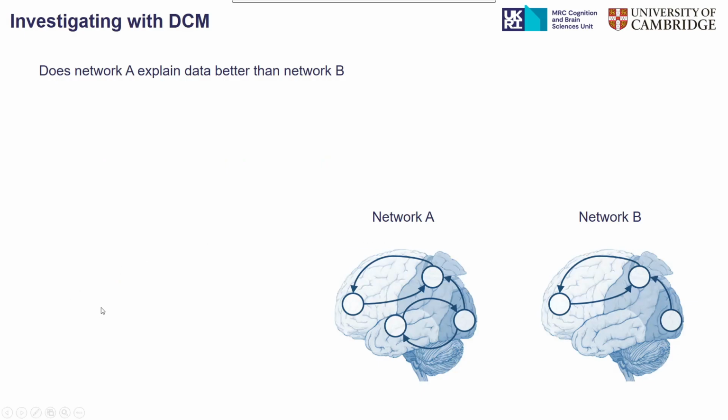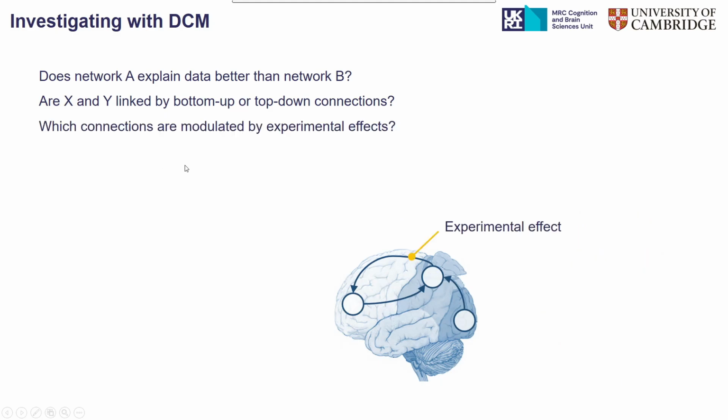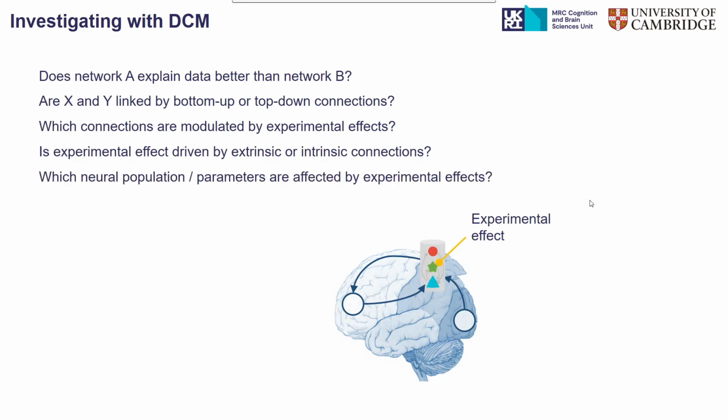Now, the kind of questions we can ask with DCM involve, let's say we have two candidate generative networks, one with 4 nodes and one with 3 nodes. We can ask whether network A explains the data better than network B. We can also look at whether a certain kind of connection is needed or not. So here X and Y are connected reciprocally, but in this network there is no backward connection going from X to Y. We can then see whether specific connections are modulated by experimental effects or not. We can also see whether the experimental effect is driven by extrinsic inputs between regions or intrinsic connections within each region. And lastly, we can ask which neural population in a given region or which parameters are affected by experimental effects.